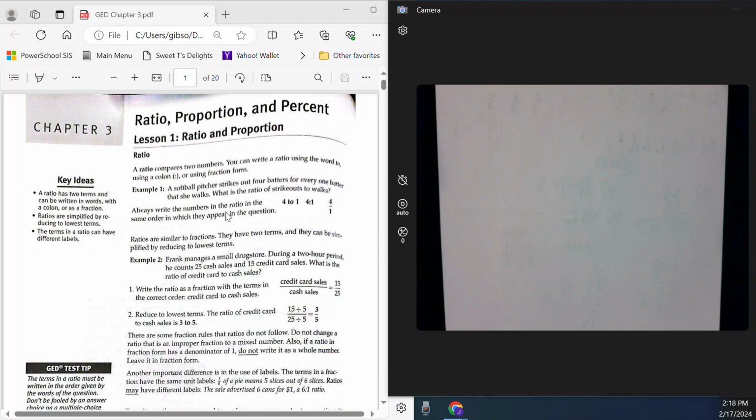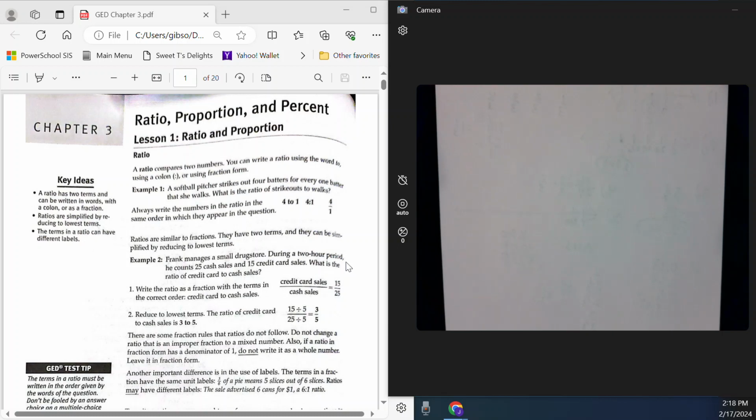Always write the numbers in the ratio in the same order in which they appear in the question. We want strikeouts to walks. So it tells us that for every four batters, she strikes out four batters and walks one. So that's how we get 4 to 1. Then we have 4:1. Then we have 4 divided by 1. Now, because we're dealing with a ratio, you do not rewrite 4 over 1 as 4. You just leave it as 4 over 1. That's only with ratios.